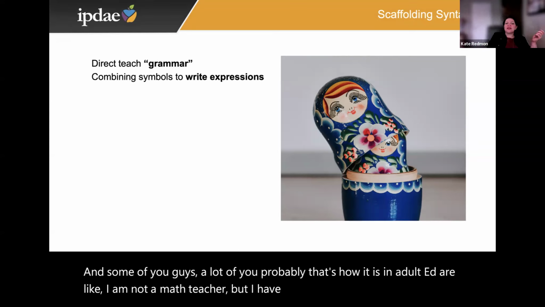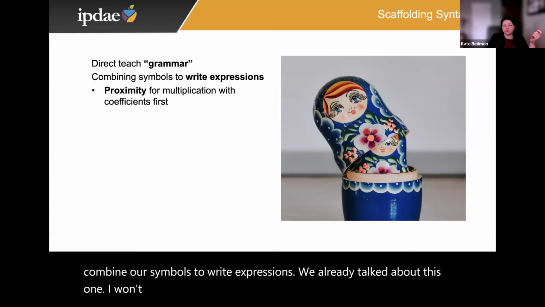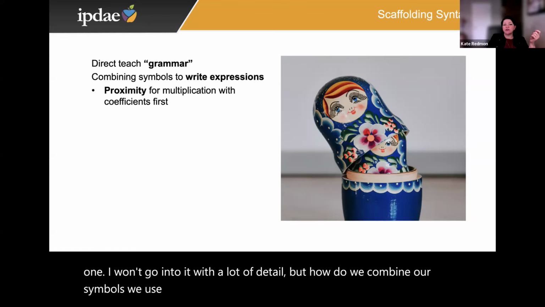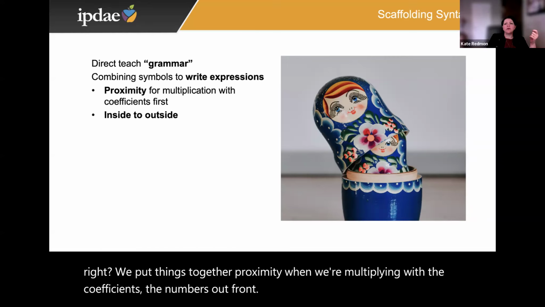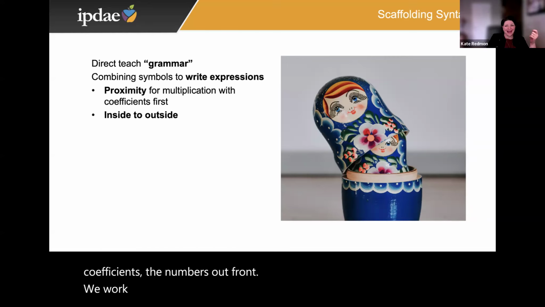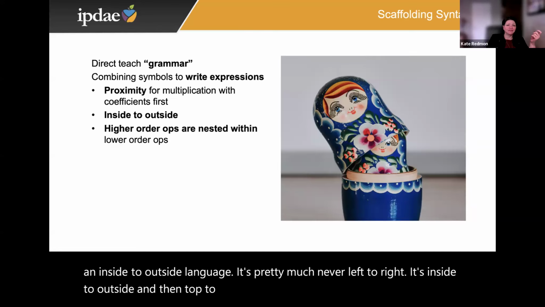All right. So first thing is that we combine our symbols to write expressions. We already talked about this one. I won't go into it with a lot of detail, but how do we combine our symbols? We use that proximity for multiplication with the coefficients first, right? And we put things together, proximity, when we're multiplying with the coefficients, the numbers out front. We work inside to outside. That's a weird thing to think about, but math is an inside to outside language. It's pretty much never left to right. It's inside to outside and then top to bottom.